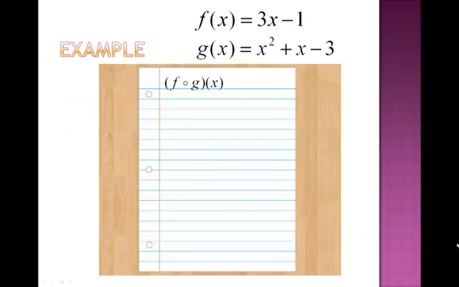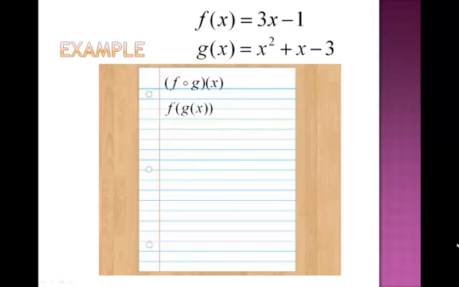To get a better idea of the composition of two functions, we're going to go through a few different examples. In this first one, I have f of x equals 3x minus 1, and g of x equals x squared plus x minus 3. And right now, I want to find f of g of x. Now remember, when it's written like this, g is essentially the inside function, and f is the outside function.